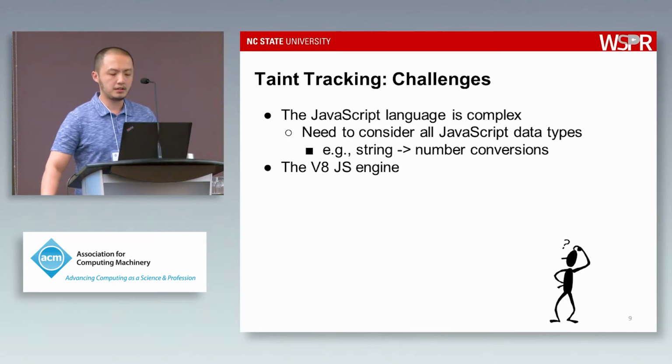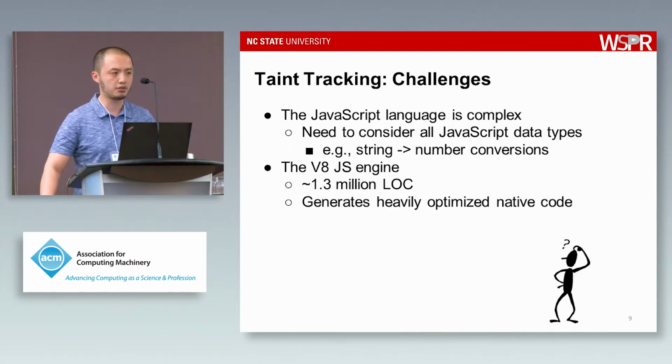Now, the complexities of the JavaScript language aside, the V8 JavaScript engine, which is the JavaScript JIT compiler used by the Chrome browser, is also quite complex. The V8 engine has more than 1.3 million lines of code, and it compiles JavaScript to heavily optimized native code. So all of this basically means that we cannot rely on patching each individual data flow operation emitted by V8 to be taint aware. We need to do something smarter than that.